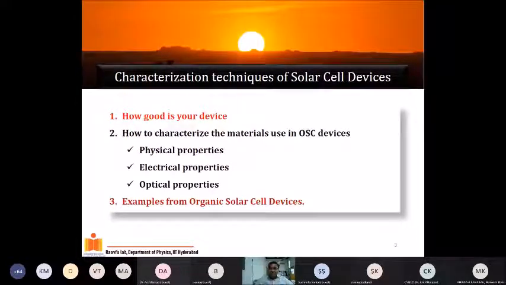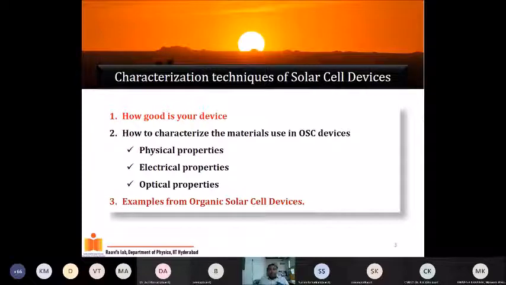That's the first question we want to answer. How to characterize the materials used in OSC devices. I would like to restrict myself to organic solar cell devices because every device technology, every type of device has its own different ways of characterizing. So it would be impossible for me to cover everything. I thought I would pick up this particular niche area, which is our expertise and also which many of you who would like to do experiments in the lab may go about doing.